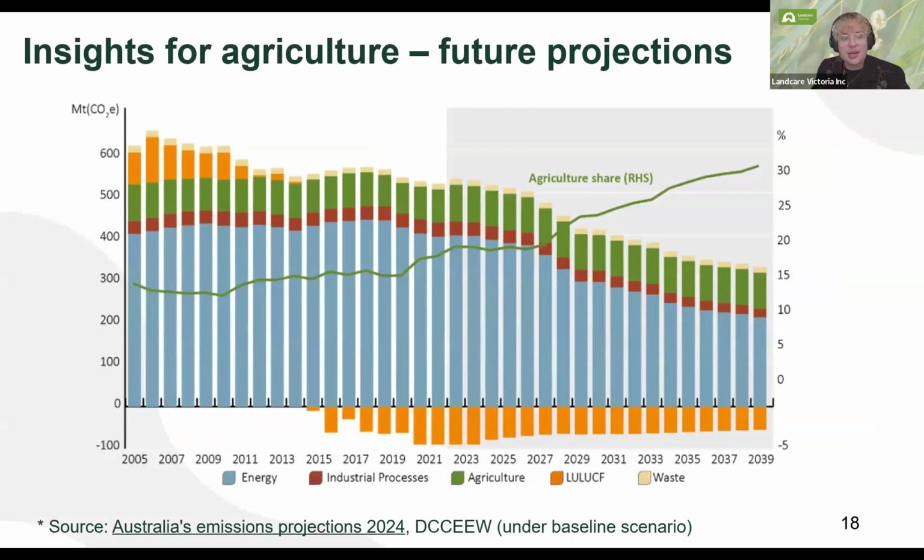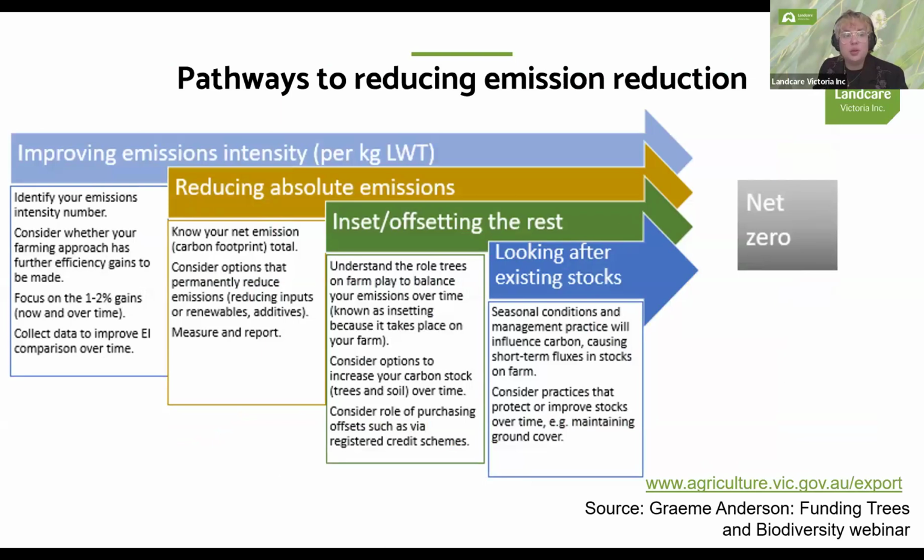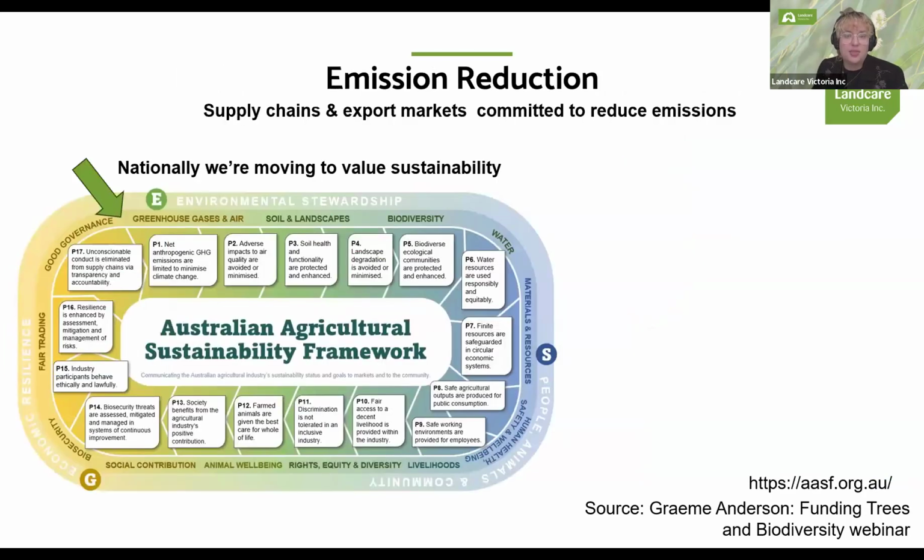Again, we are expecting to see a reduction of emissions across all sectors, including agriculture. And how that happens is all about improving our emissions intensity, so making sure we can make more with what we've got, reducing absolute emissions, insetting or offsetting, which I'll talk about in a minute, and primarily as well looking after our existing stocks. So again, if you have healthy trees on your farm, this is going to be a carbon stock. And it's really important that as we're considering taking action to reduce emissions, we remember that carbon is just the start of considering on-farm sustainability.